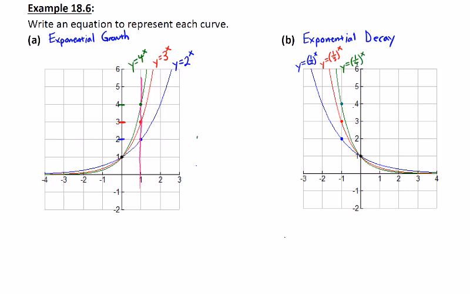So you can see here that there is also a trend with the different values of the base. So for this, as the base gets smaller, the decrease becomes more rapid. And this gives us a nice comparison of the exponential decay and the exponential growth functions.